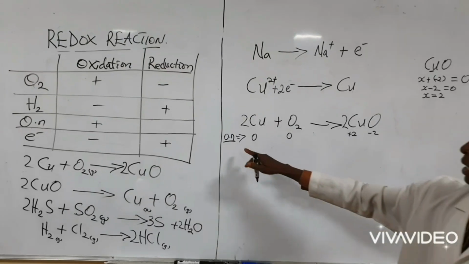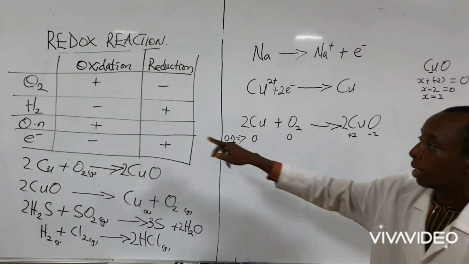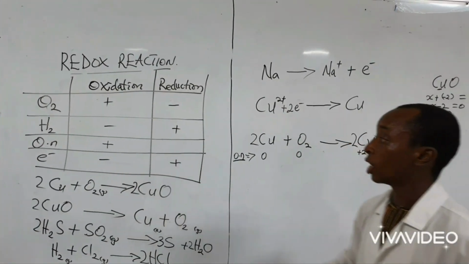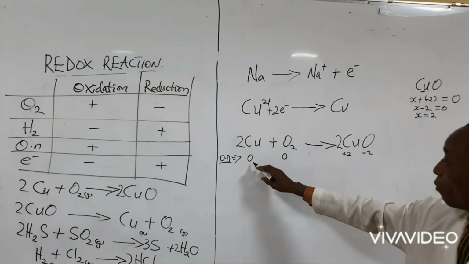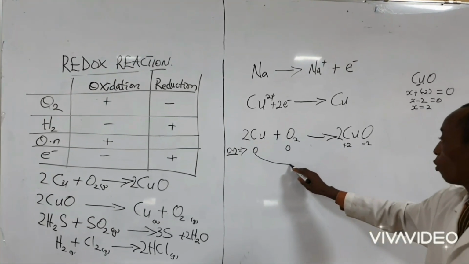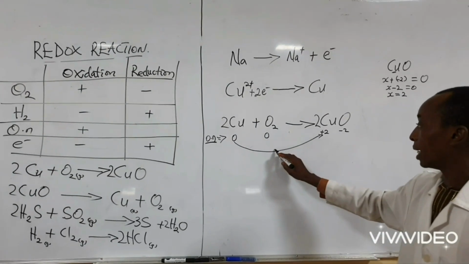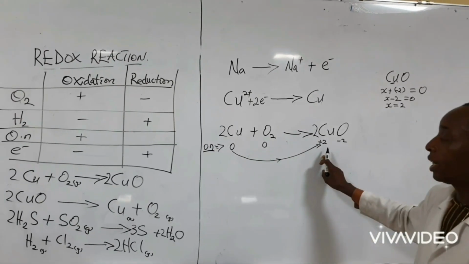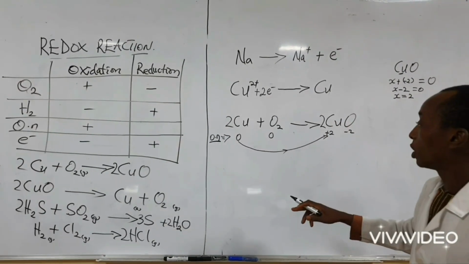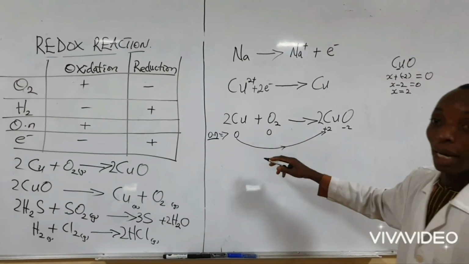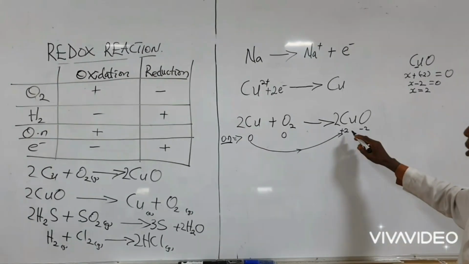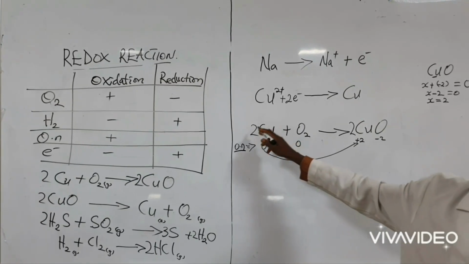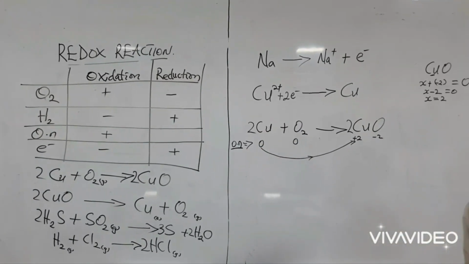We said increase in oxidation number is what we call oxidation. Therefore, from here, oxidation state of copper moves from 0 to 2. That is an increase. Oxidation state moves from 0 to 2. So increase in oxidation state is oxidation. That means we say copper is oxidized to copper 2 oxide. Copper atom or copper metal is oxidized to copper 2 oxide.